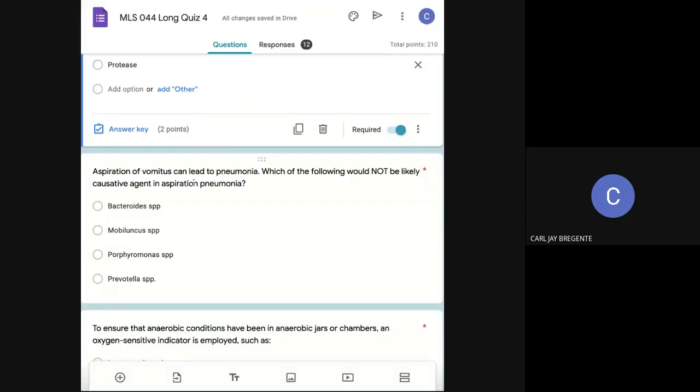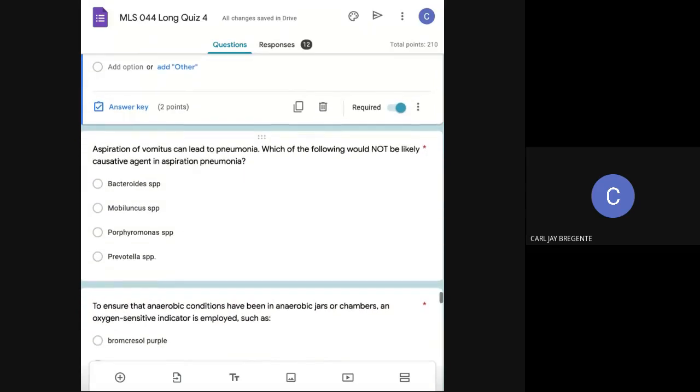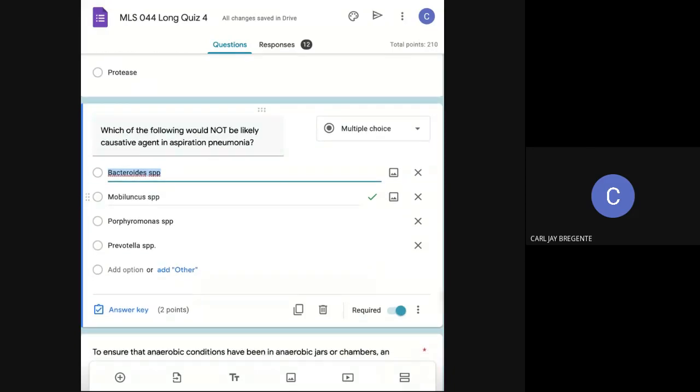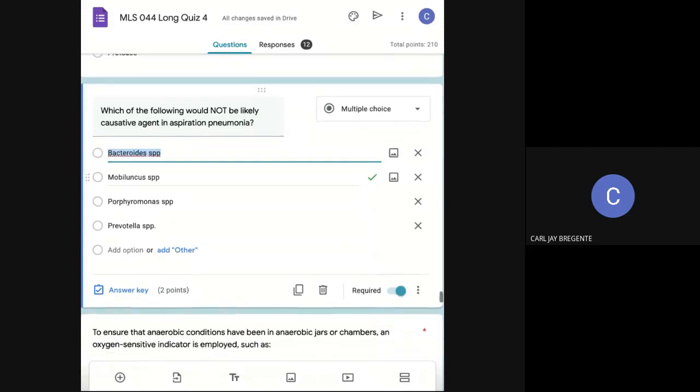Aspiration of vomitus can lead to pneumonia. Which of the following is not likely the causative agent of aspiration pneumonia? The answer is Mobiluncus species. Bacteroides, Porphyromonas, and Prevotella species can cause aspiration pneumonia, while Mobiluncus species never does, because Mobiluncus is usually isolated from the genitourinary tract, so it causes genitourinary tract infections. Bacteroides, Porphyromonas, and Prevotella species are aspiration pneumonia agents.